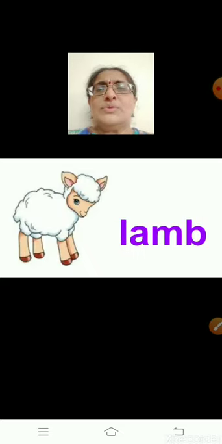Oh, so cute. Do you know what this picture is? It is the baby of a sheep. Do you know what it is called? Yes, it is called a lamb. Okay, let us spell out the word. L-A-M-B, lamb. L-A-M-B, lamb. Let us see the next word, children.